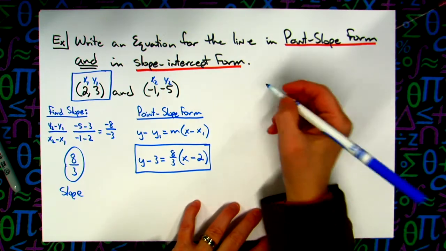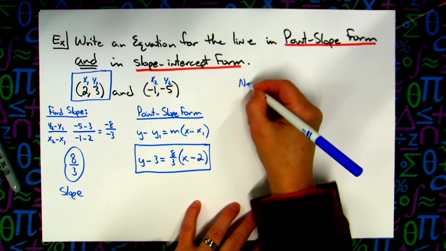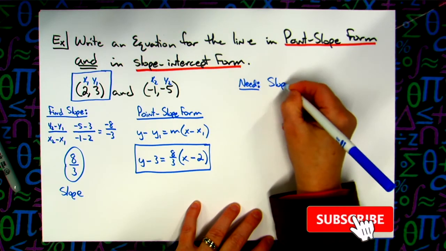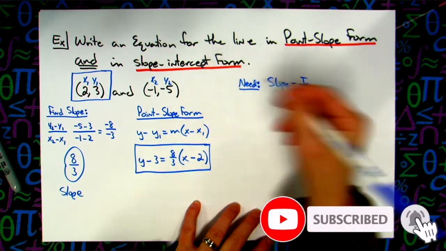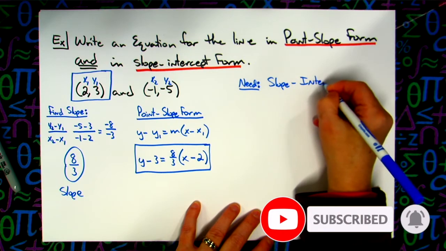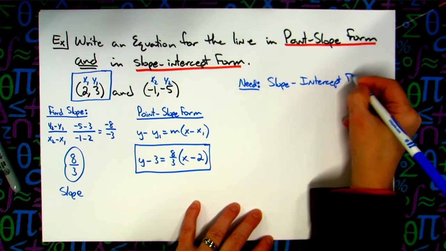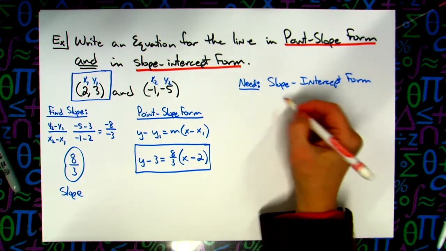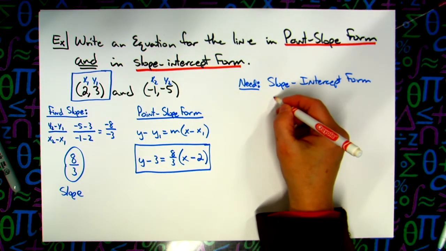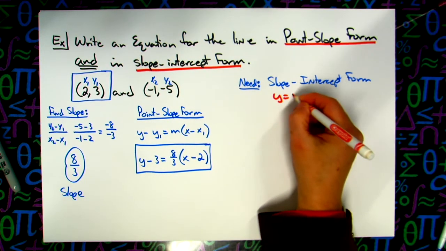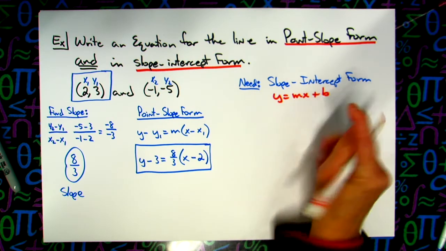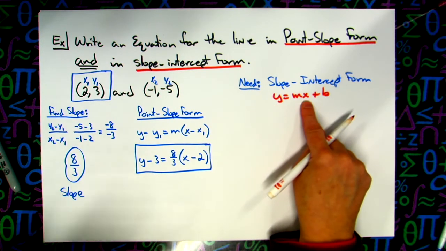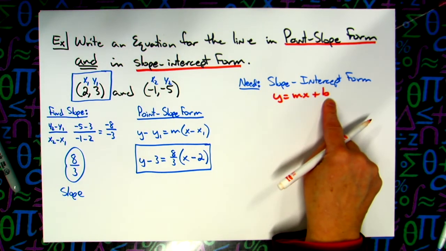I need to get to slope-intercept form. That's my last step. Write it in slope-intercept form. Now I'm going to go ahead and write slope-intercept form. And do we remember this one? Slope-intercept form is y equals mx plus b, which means I need a y on the left-hand side by itself. I need my x term on the right. I need a number on the right.